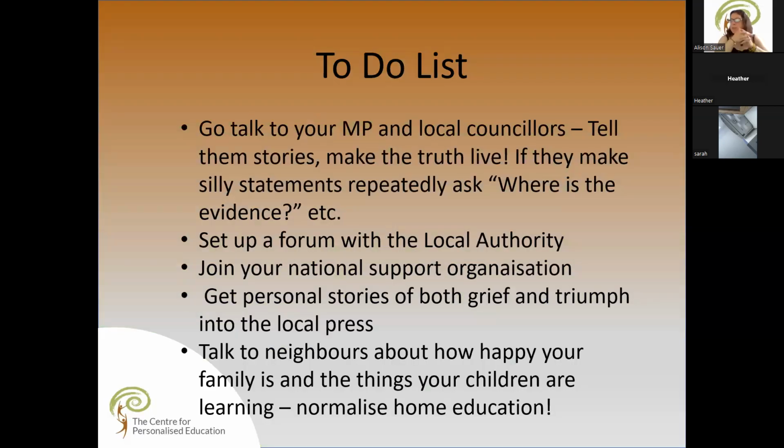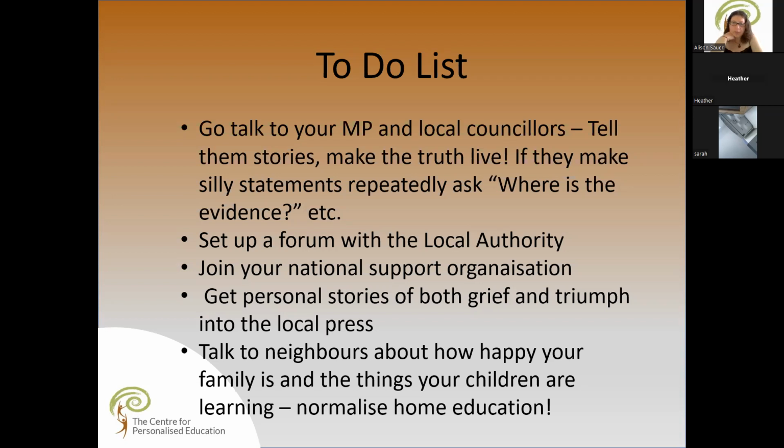So there are several things that you can do. Keep a dialogue going with your MP and local councillors, telling them stories, making the truth live. If they make those stupid statements like, home education's a safeguarding risk, you say, where's the evidence? So challenge them, be challenging.